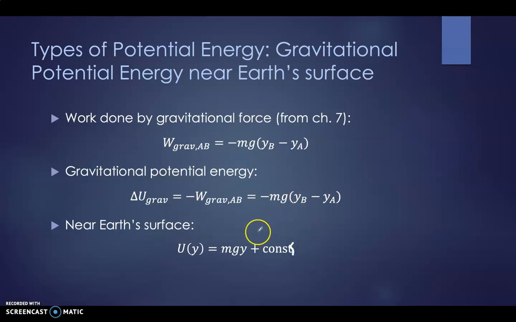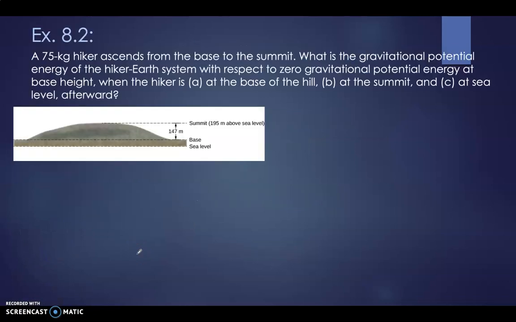Now near Earth's surface, we have that y sub a would be 0, and so we have mg times y plus a constant. All right. So using that, we can go ahead and solve for this next example, 8.2.